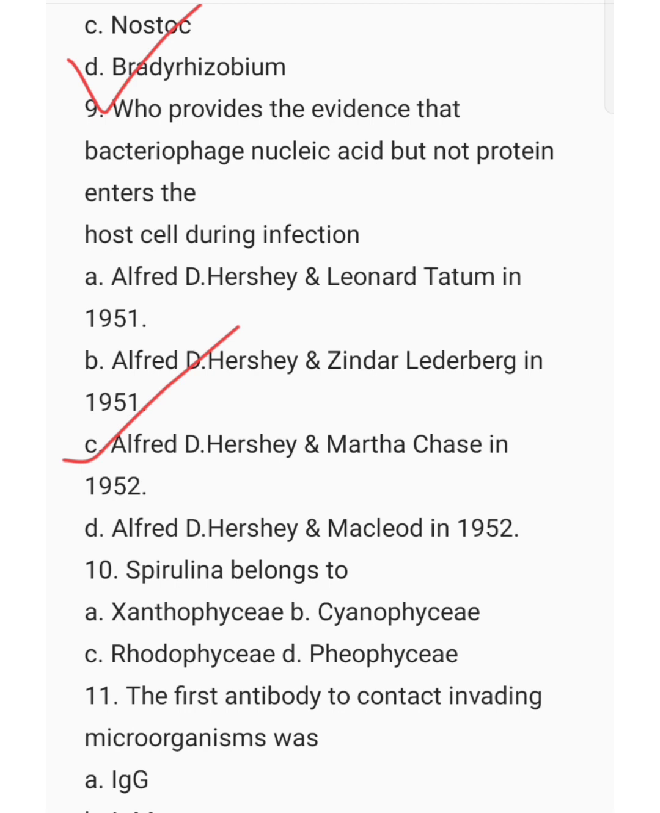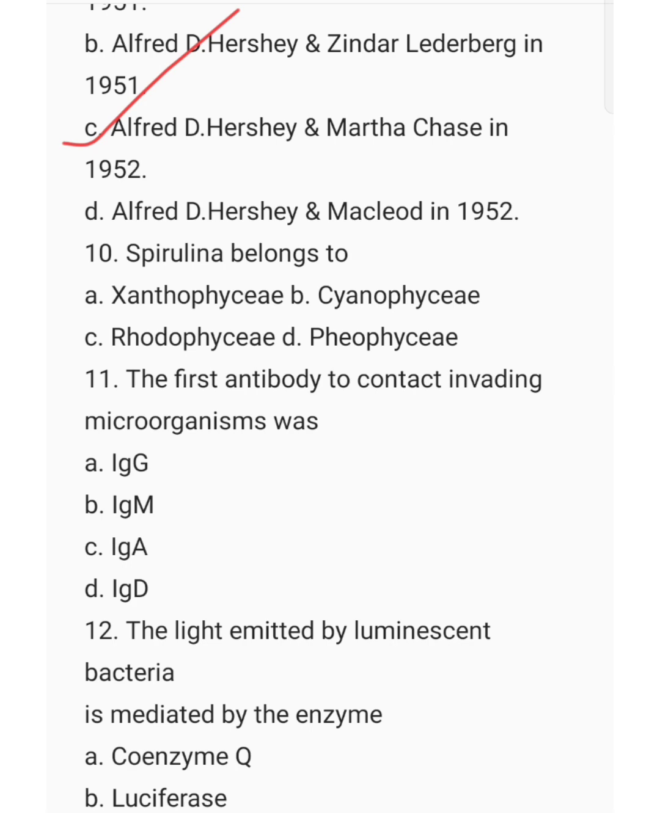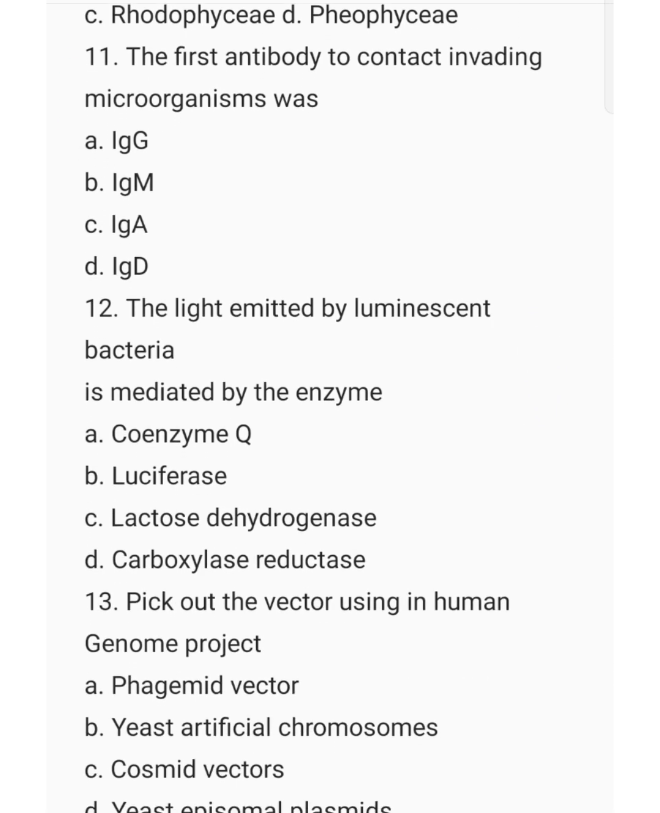Okay, next question. The first antibody to contact invading microorganism was. Here the options are option A, IgG, option B, IgM, option C, IgA, option D, IgD. The right answer is option B, IgM, immunoglobulin M. The light emitted by luminescent bacteria is mediated by the enzyme. Option A, coenzyme Q, option B, luciferase, option C, lactate dehydrogenase, option D, carboxylase reductase. The right answer is lactate dehydrogenase.